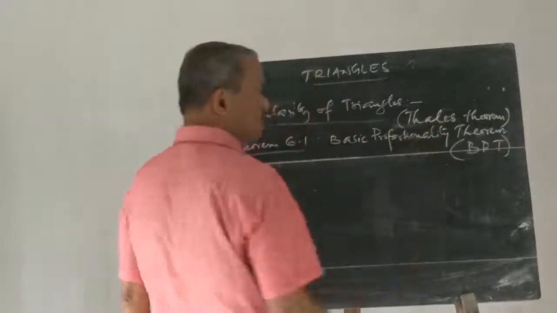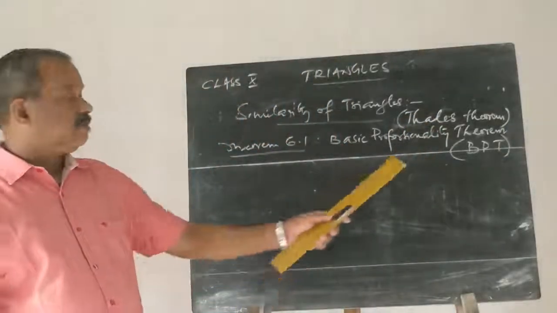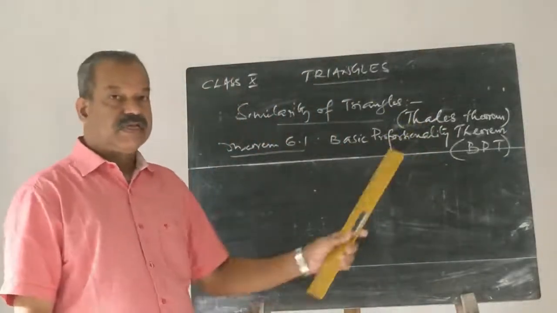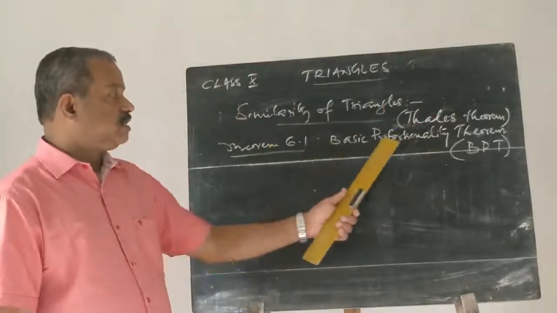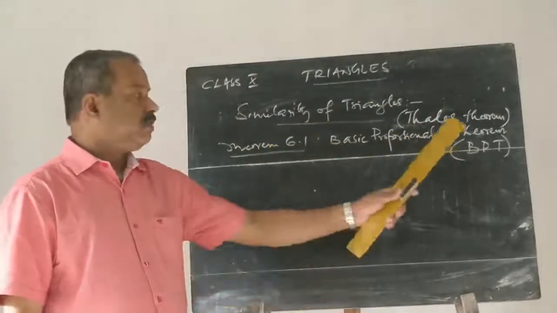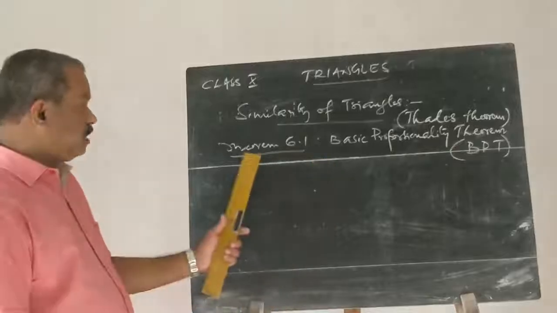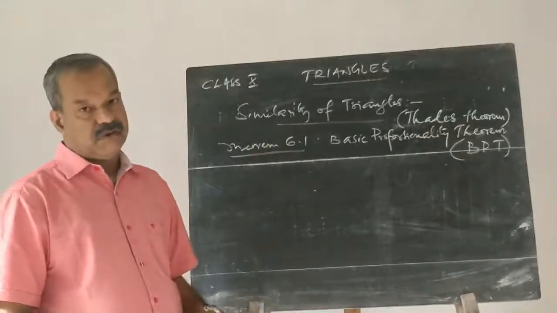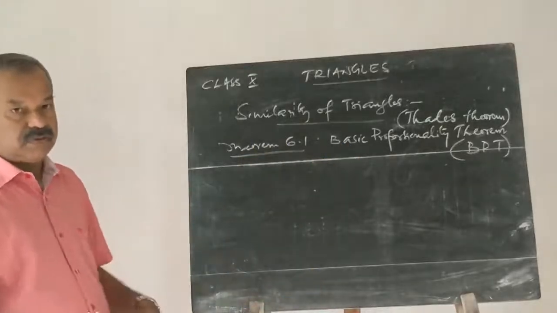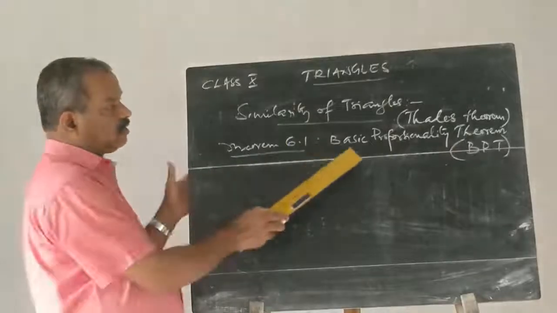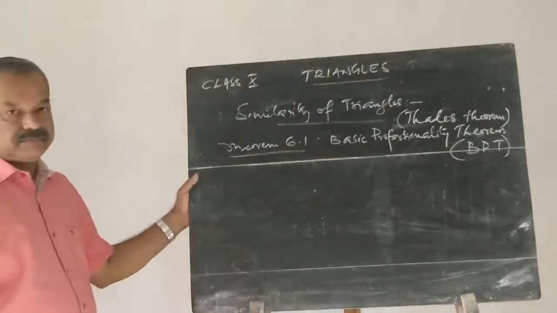This theorem is named after the famous mathematician Thales. Thales theorem, or the basic proportionality theorem, in short BPT. This is an important theorem, theorem 6.1. You have to study the proof also. Now let us consider the theorem BPT.